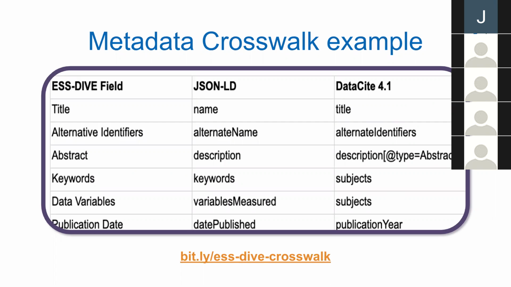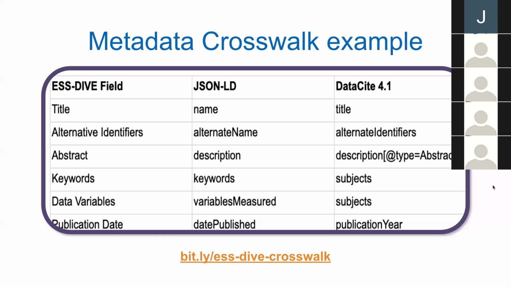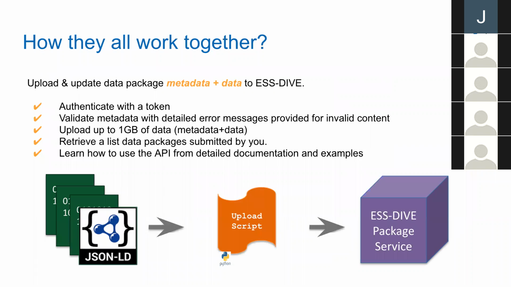This crosswalk also, as you can see in this image, includes other metadata languages, including OSSI, FGDC, DataSite, and EML. We have a little bit.ly link here, and we'll be sharing this and many more links throughout the rest of this slideshow. These links can also be found on our documentation website. And we'll have these slides for the webinar also posted on our ESS-DIVE website for you to refer to later. Okay, great. So how do all these segments work together?